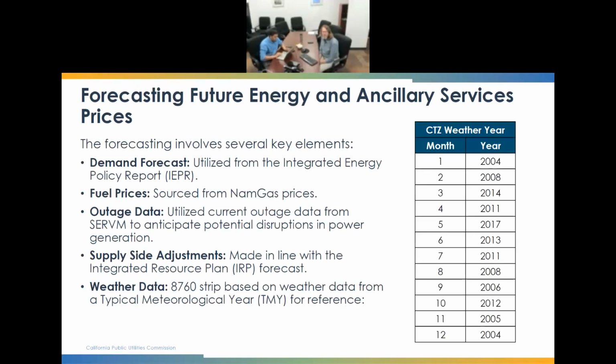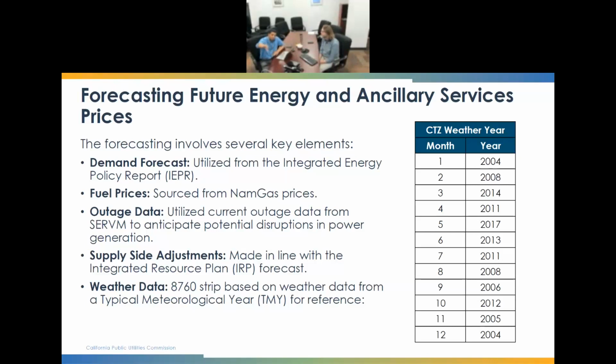So for the forecasting, we need to change some inputs, and the main ones are the demand forecast. We use the IRP, and then we use the fuel price. For the future, we're using the NAMGAS price. And then for the outage data, we use the current outage data from Servam to anticipate the potential disruption in the power generation. Also, we adjust the supply side using the IRP forecast. And then when assembling the price, we use the 8760 base and the TMY data.